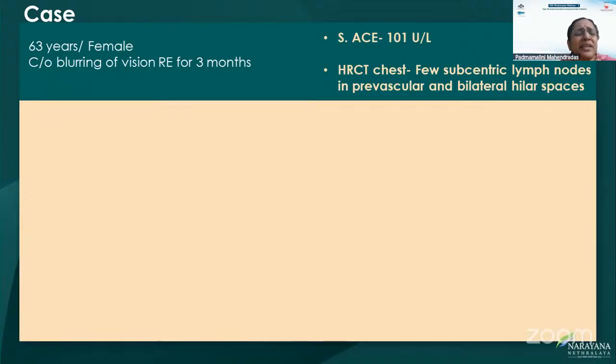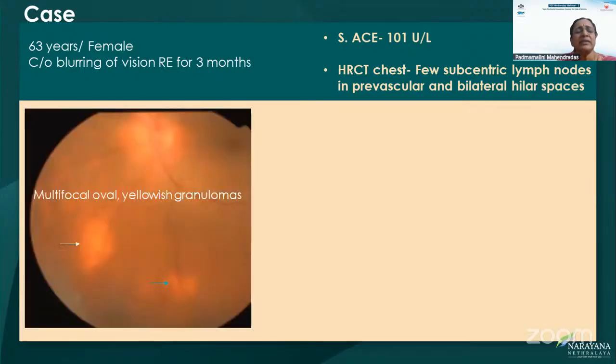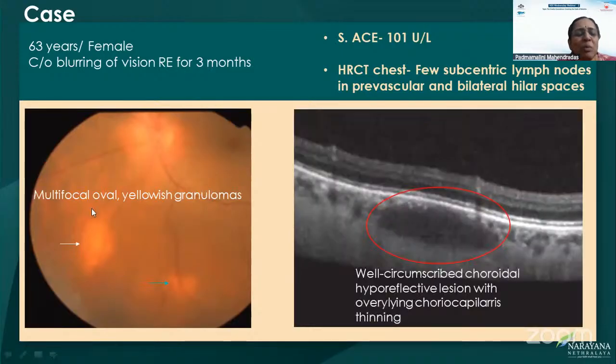Next case is a 63-year female presented with blurring of vision for the past 3 months. On examination, serum ACE level was elevated. HRCT showed subcentimetric lymph nodes in the perivascular and bilateral hilar spaces. On fundus examination, we could see multiple oval yellowish granulomas, multifocal granulomas. OCT shows well circumscribed choroidal hyperreflective lesions with overlying choriocapillaris thinning. This is the classical appearance in a case of a granuloma secondary to sarcoidosis.